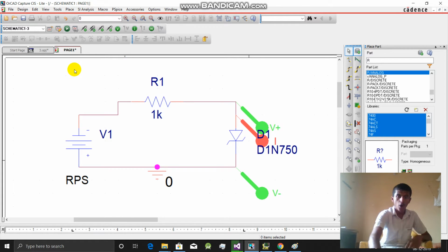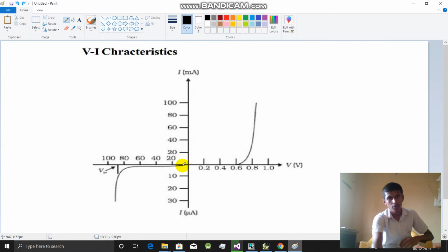When we see the waveforms in the reverse bias characteristics, we can observe like this. This is the breakdown voltage. It's around, oh no, here the scale is huge. We'll get the waveforms like this.